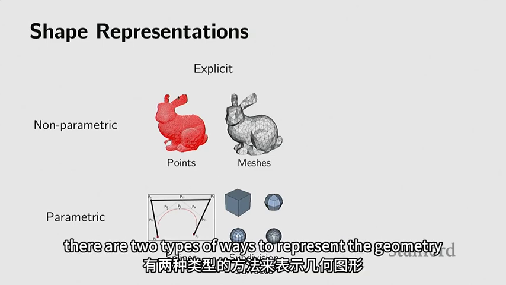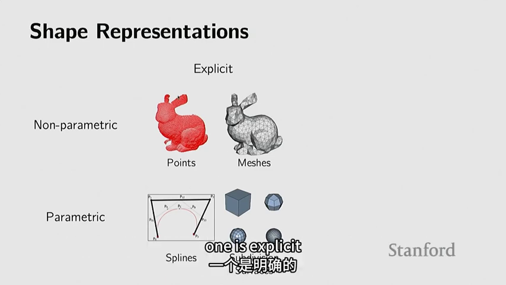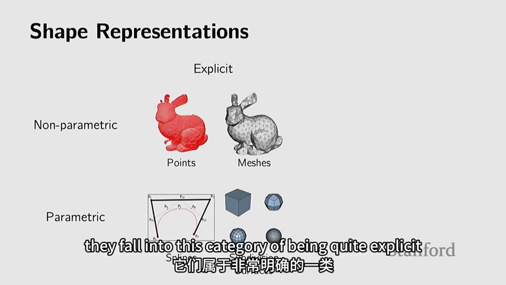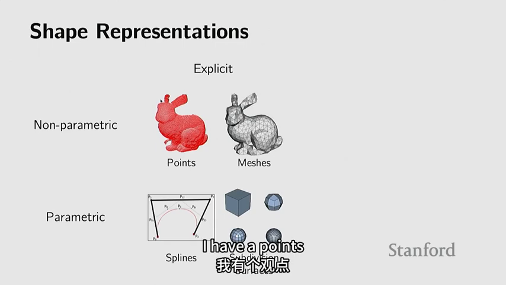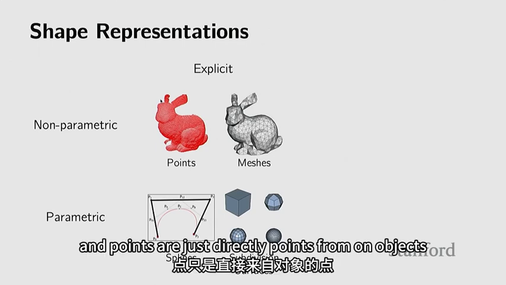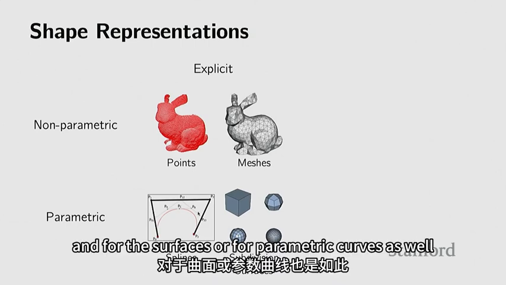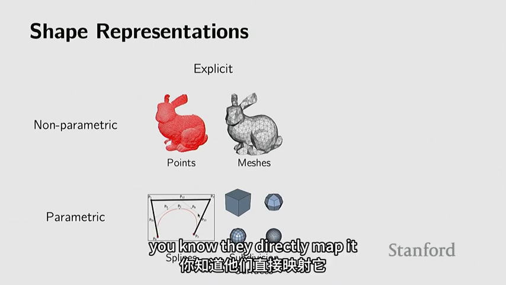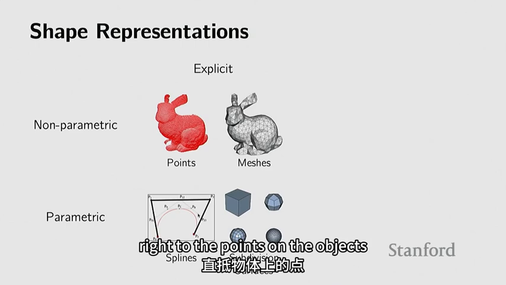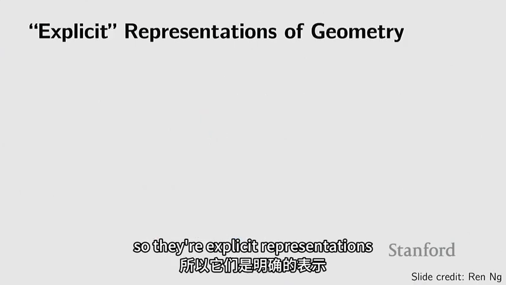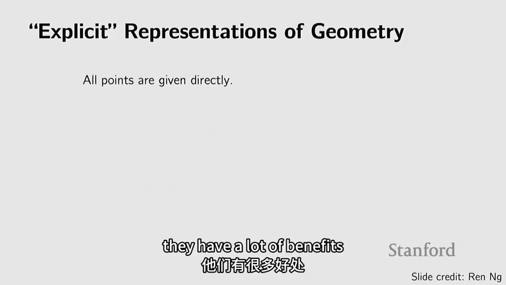If you remember at the very beginning, we said there are 2 types of ways to represent object geometry. One is explicit, the other is implicit. And all of these fall into the category of being quite explicit, right? I have points, and points are directly points on objects. For surfaces or parametric curves as well, they directly map to points on the objects. So these explicit representations have a lot of benefits.